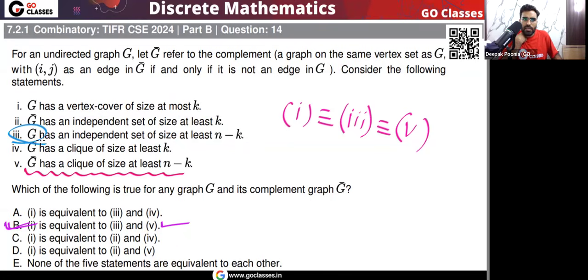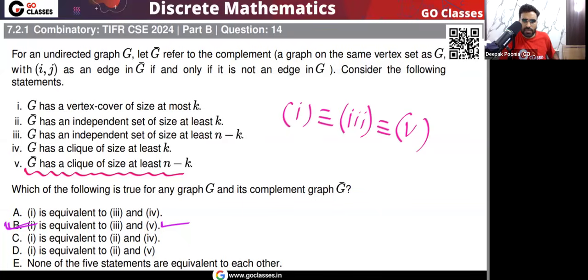So in G, if there is an independent set of size at least n minus k, then when you complement the graph, in G complement this same set will become a clique. So in G complement, we have a clique of size at least n minus k. Okay, yes or no? So finally, I can say that first, third, and fifth are equivalent. What about second, fourth?